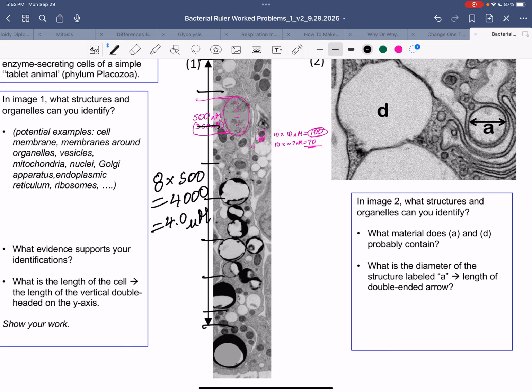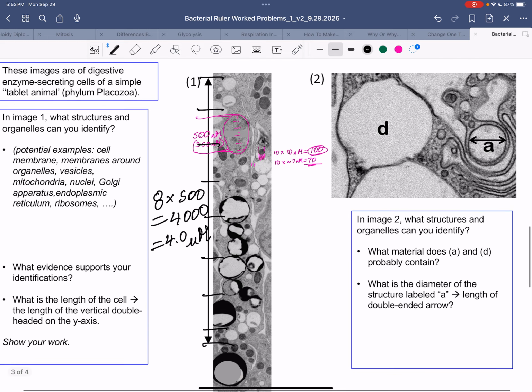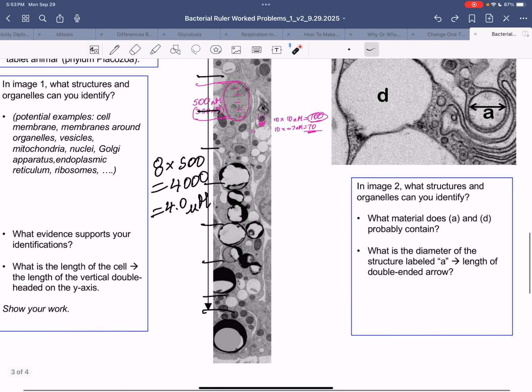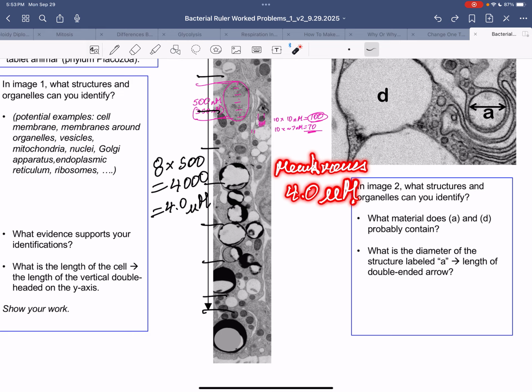That is possible for this cell. It seems a bit small to me. Eukaryotic cells are more often in the range of 10 to 20 microns, and 20 microns being a more common average. And the fact that this looks like a nucleus suggests that my estimate here may have been a bit small. So I might say, okay, based on membranes, I'm going to go with 4.0 microns.